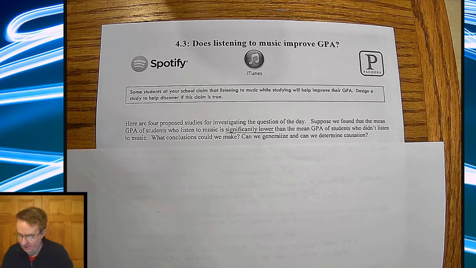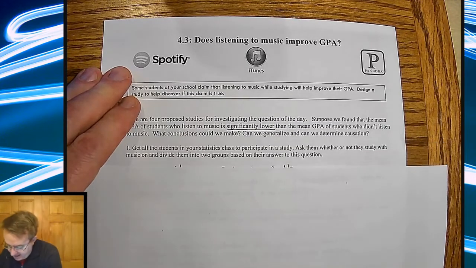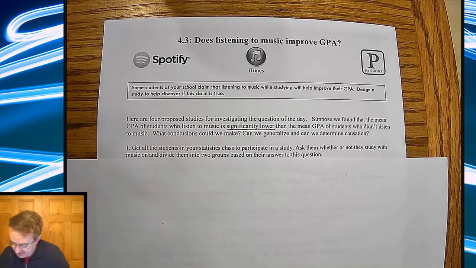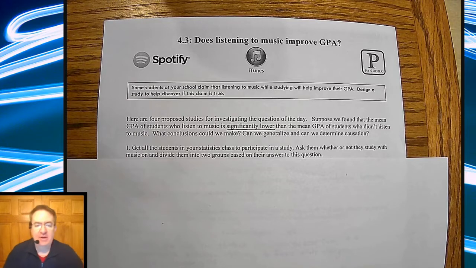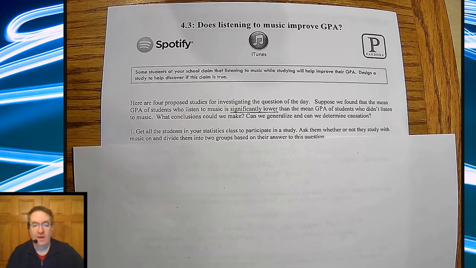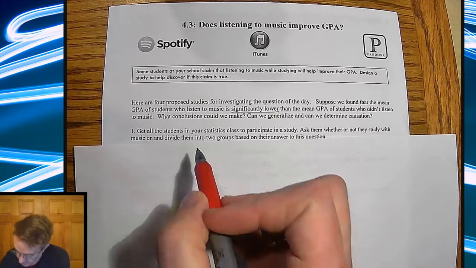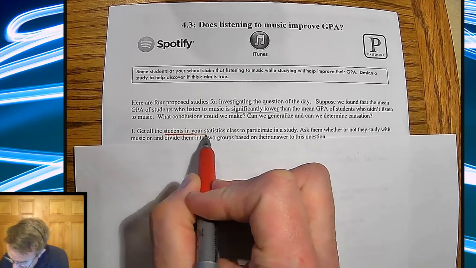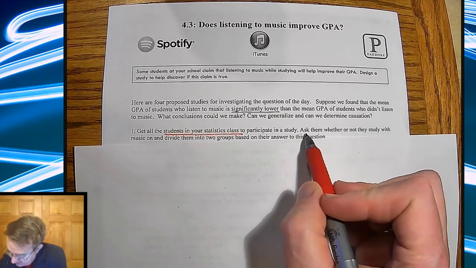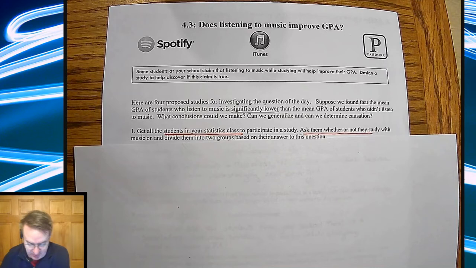All right. So in the first study, we get all the students in your stats class to participate in a study, and then ask them whether or not they study with the music on, and then divide them into 2 groups based upon their answer to that question. So the key points here are that it's the students in your stats class and that you're asking them whether or not they study with music on.